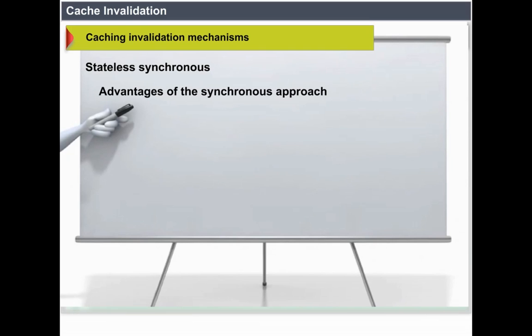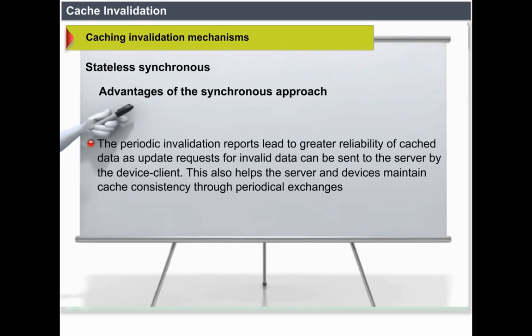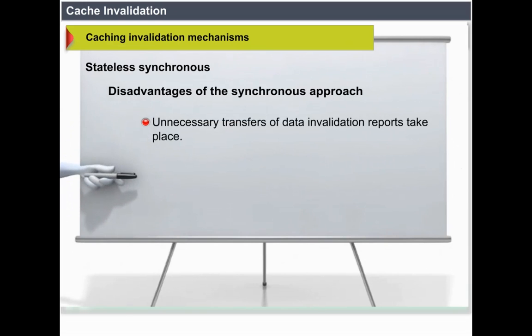Advantage of the synchronous approach: client devices receive periodic information regarding invalidity and thus validity of the data caches. The periodic invalidation reports lead to greater reliability of cached data as update requests for invalid data can be sent to the server by the device client. This also helps the server and devices maintain cache consistency through periodical exchanges. Disadvantage of the synchronous approach: unnecessary transfers of data invalidation reports take place.